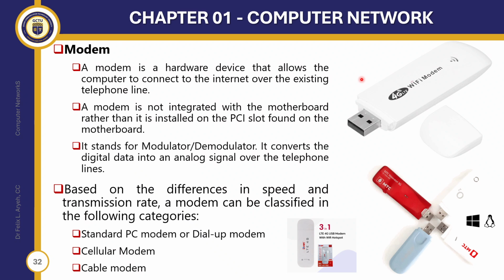There are times that it converts analog signals to digital signals for the computer to understand, and it can also convert digital signals to analog signals for us to send data across to the mast of our service providers. Based on the differences in speed and transmission rate, a modem can be classified in the following categories: a cellular modem, a cable modem, a standard PC modem, or a dial-up modem. These are the categories of modems that exist.